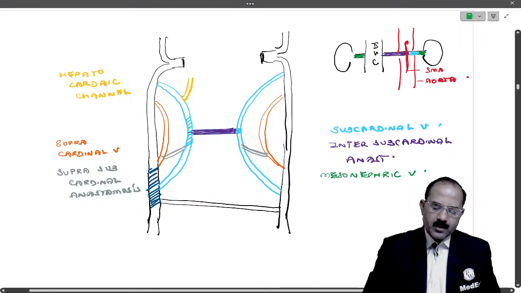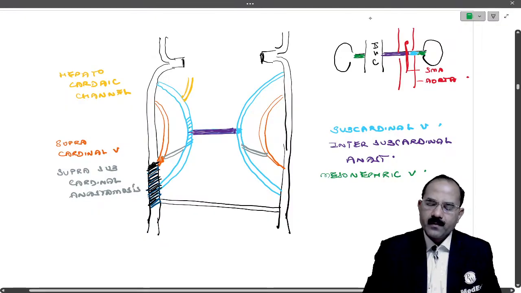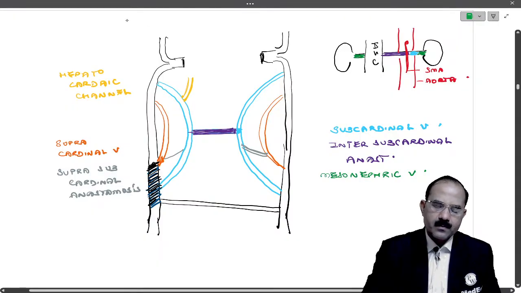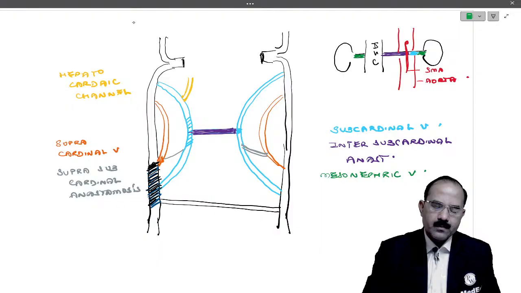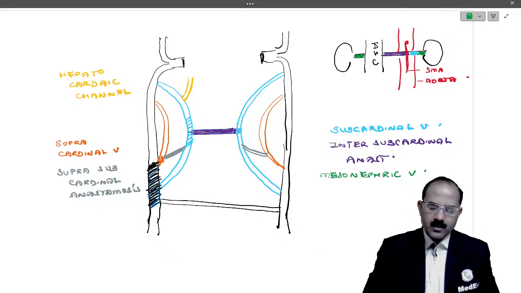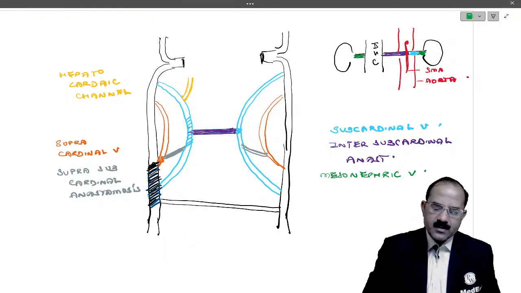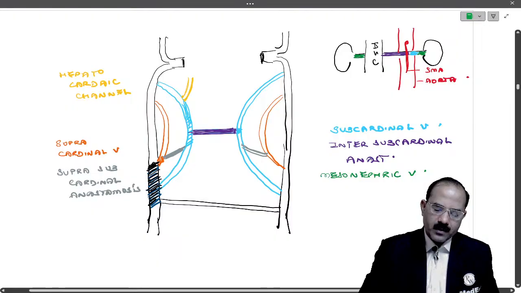Second, the supracardinal vein. So IVC is derived from the right posterior cardinal vein, the supracardinal vein, the supra-subcardinal anastomosis, the subcardinal vein, and finally the hepatocardiac channel.